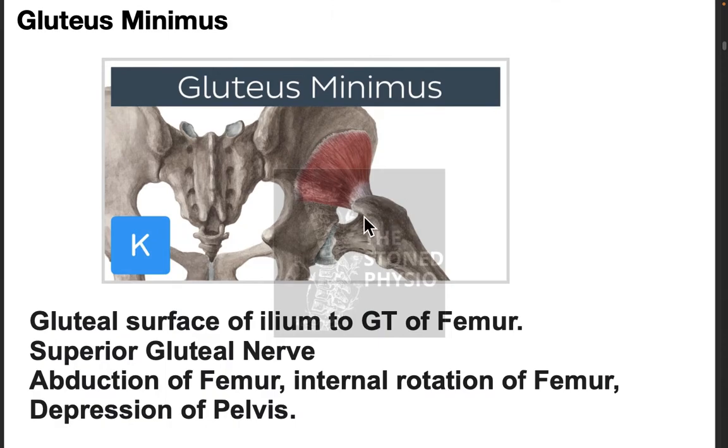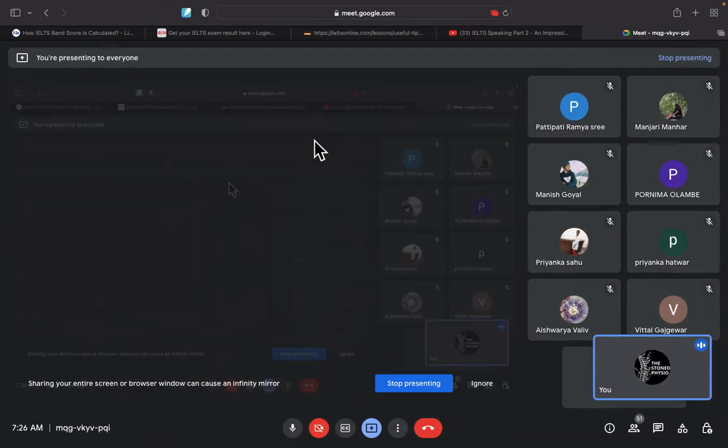the gluteus minimus also. We can see that it might provide depression of the pelvis as well in the case where the leg is in weight bearing position and the insertion of the muscle is on the pelvis, and in that case it provides depression of the pelvis. Okay, I hope till now we are clear on the attachment, the nerve supply and the actions of these muscles. Is it clear till here?